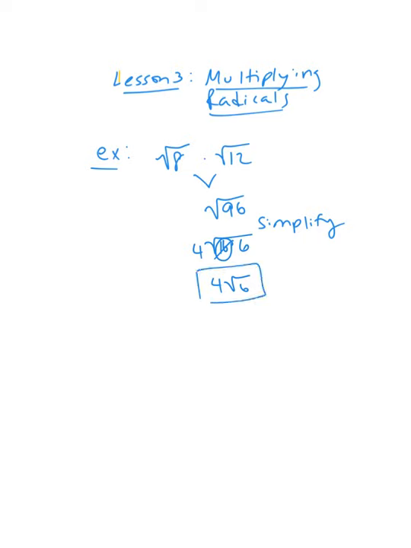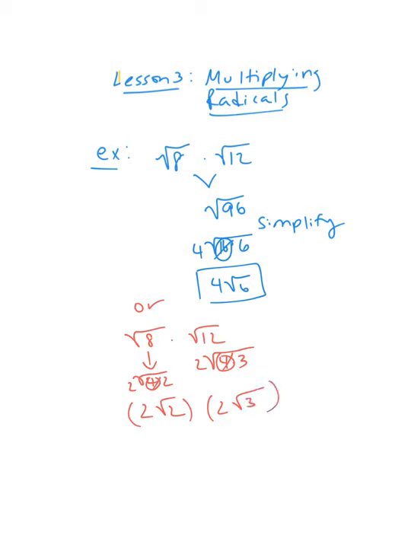Now if you notice in the beginning of the problem, you may have noticed that the square root of 8 and the square root of 12 could have each been simplified first. So if you wanted to, and you noticed that, you could have simplified them first. So the square root of 8 is the square root of 4 times 2. So that becomes 2 radical 2. And the square root of 12, 4 goes into that. So that would be 2 radical 3. And then you could multiply those.